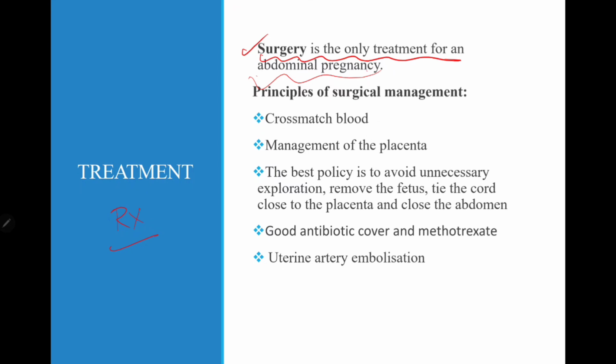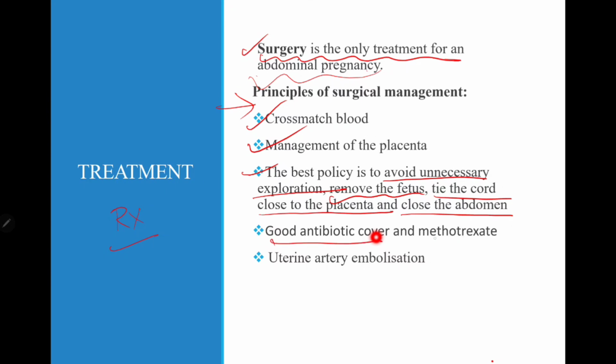So what are the principles of surgical management for abdominal pregnancy? First is cross-match blood, and management of the placenta. The best policy is to avoid unnecessary exploration, remove the fetus, tie the cord close to the placenta, and close the abdomen.